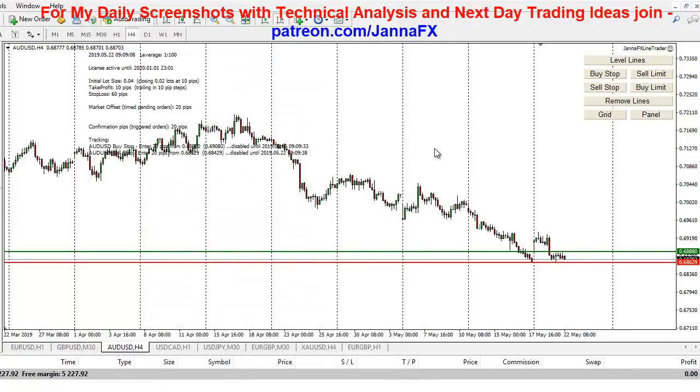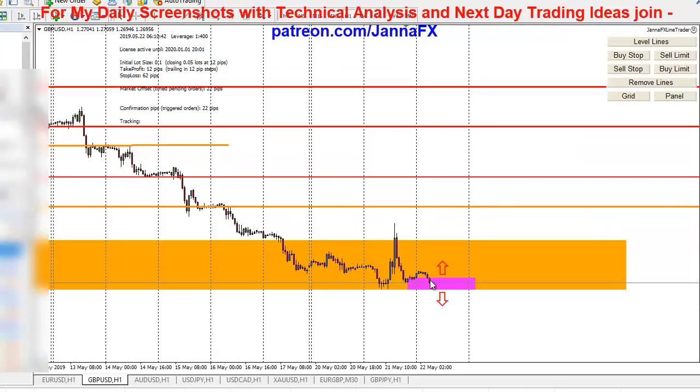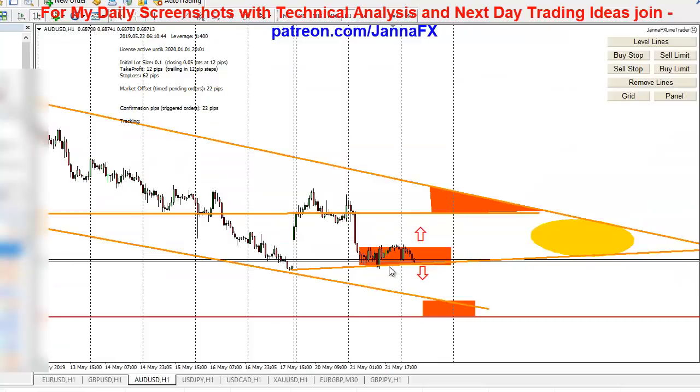And here I'm showing you the screenshot from the previous days. You see these are the areas I highlighted, and this is where I just placed my orders, to see what's going to happen next.